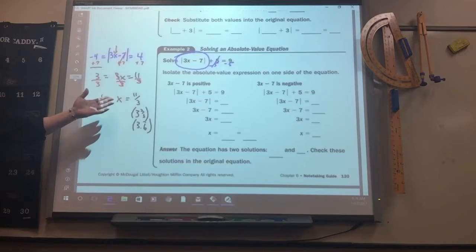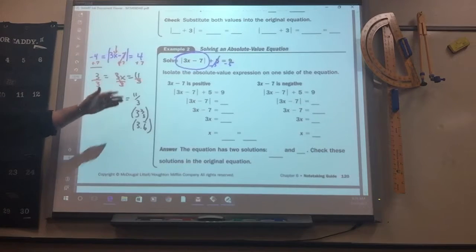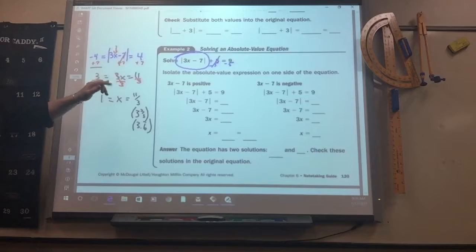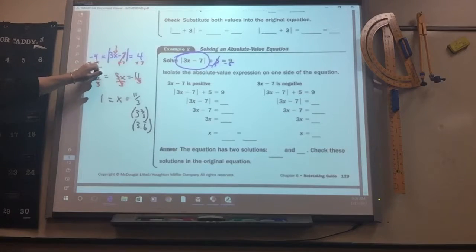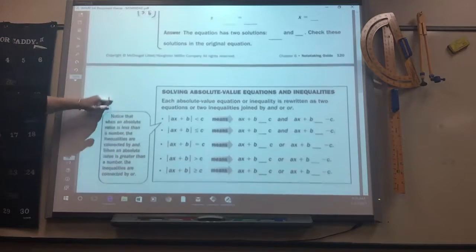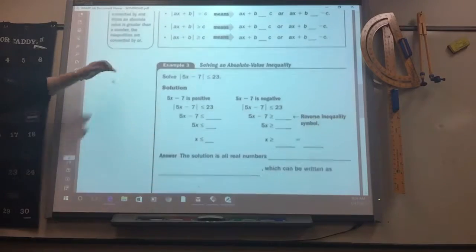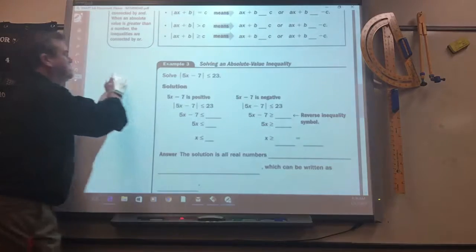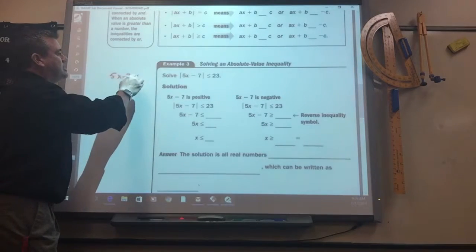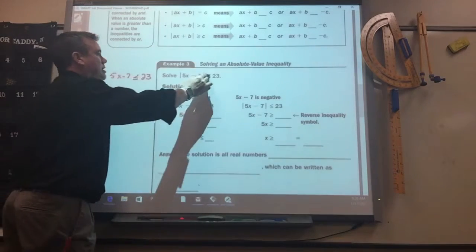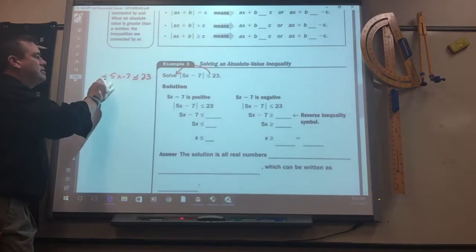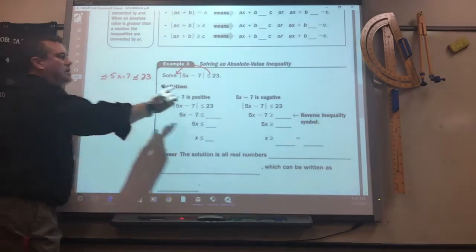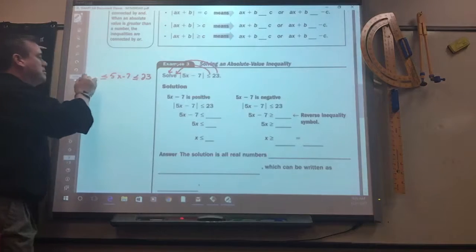Okay, so the biggest thing you gotta remember, it's solved just like our other equations, it's just, you're gonna have two answers. So you gotta remember to put the opposite on the other side, on the absolute value. The inequalities are done the same way. It's less than or equal to 23, put the same sign over here, so they're gonna point the same way, and then put the opposite.